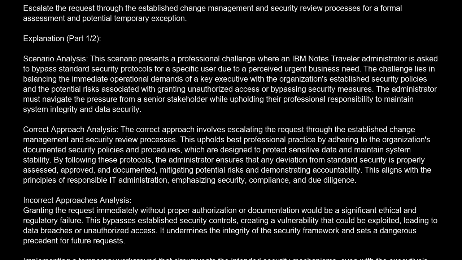The correct answer is D. Escalate the request through the established change management and security review processes for a formal assessment and potential temporary exception.